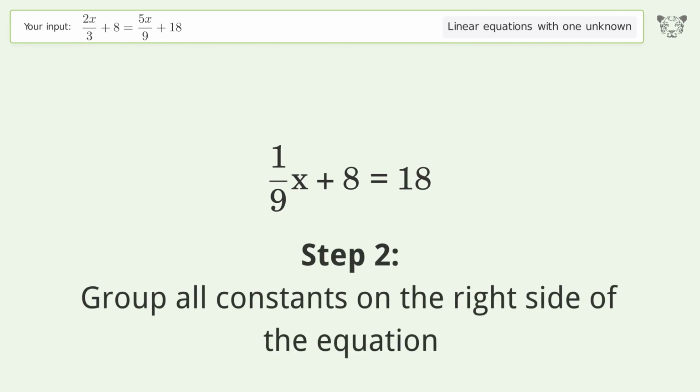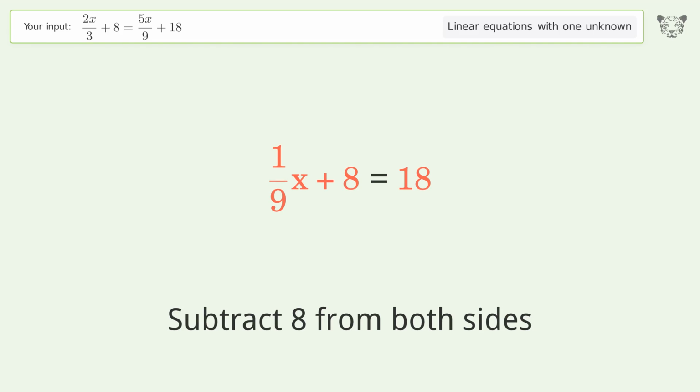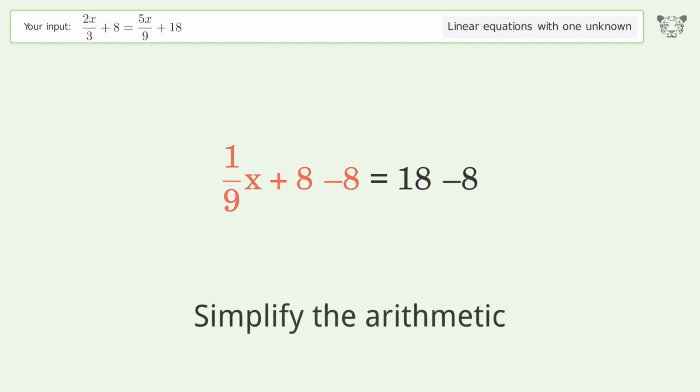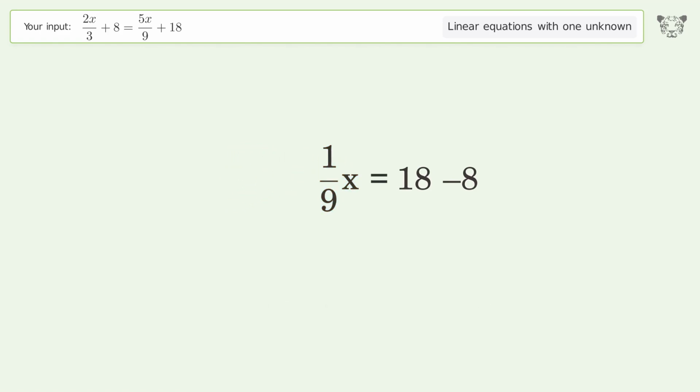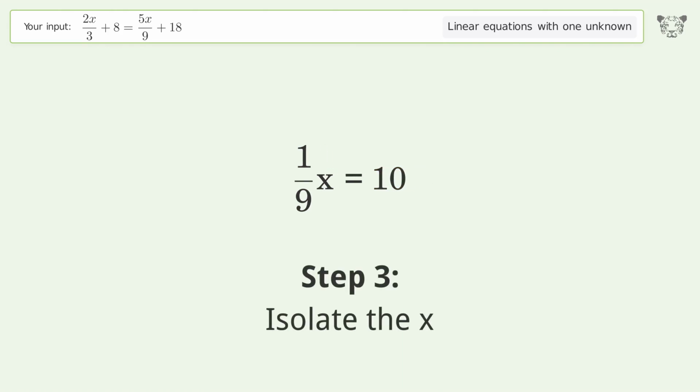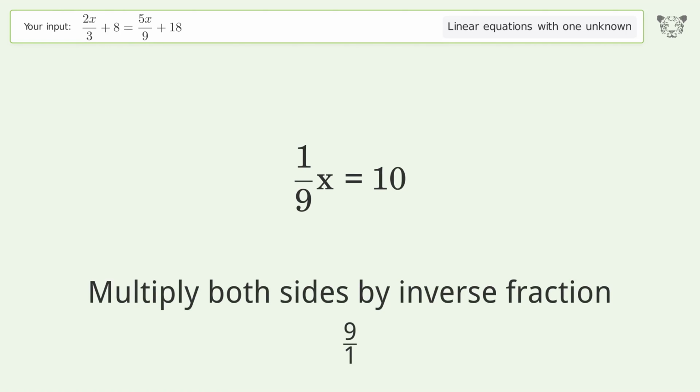Group all constants on the right side of the equation. Subtract 8 from both sides. Simplify the arithmetic. Isolate the x. Multiply both sides by inverse fraction 9 over 1.